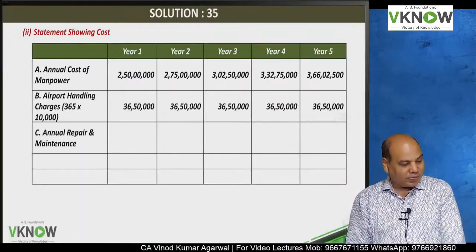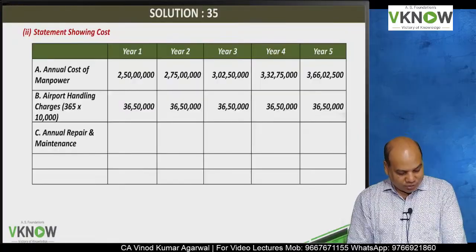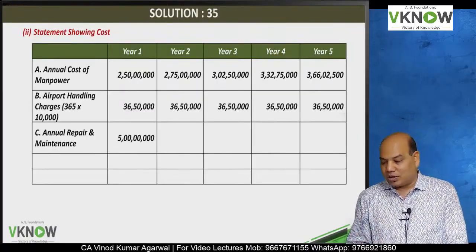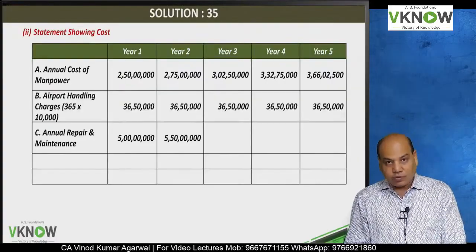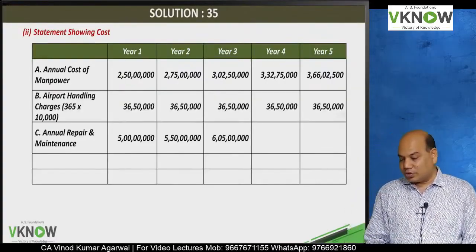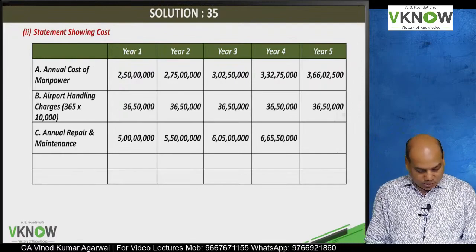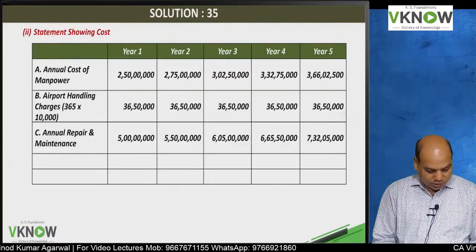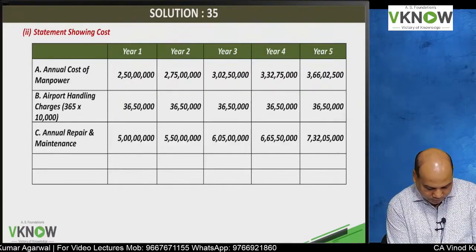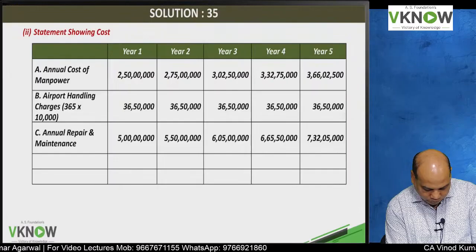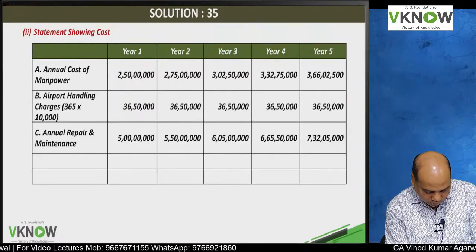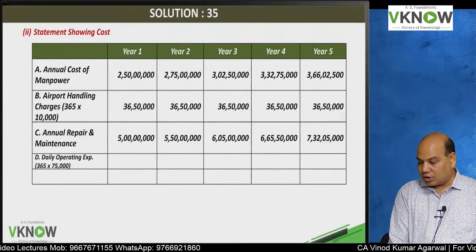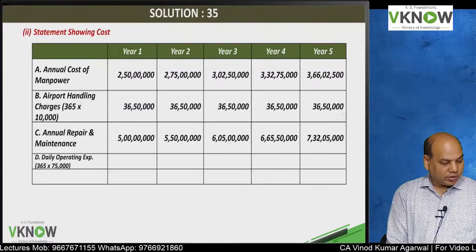Next, annual repairs and maintenance. This is given 5 crore. Will increase by 10%. Come on, plus 10%. 5 crore 50 lakh plus 10%. 6 crore 5 lakh plus 10%. 6 crore 65 lakh 50,000. Last one, 732,05,000 is the answer, right?